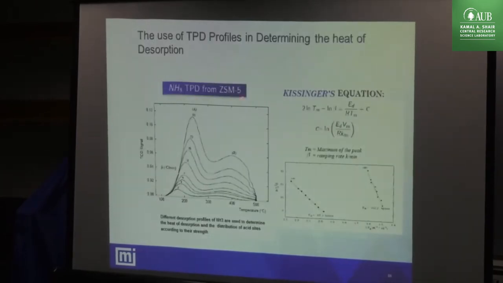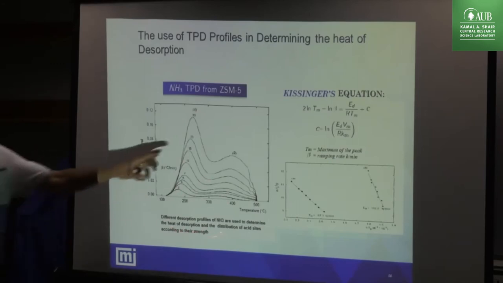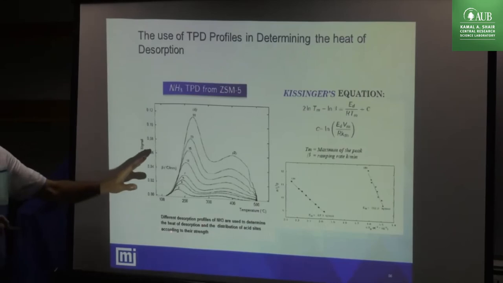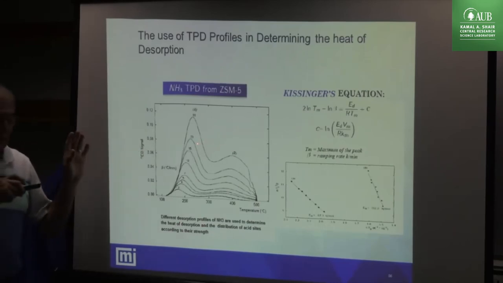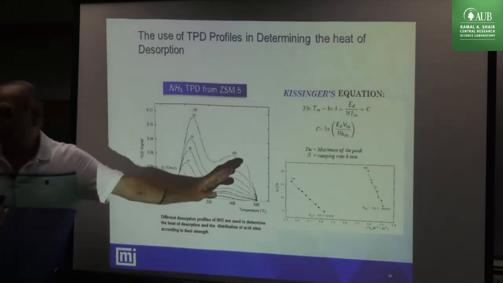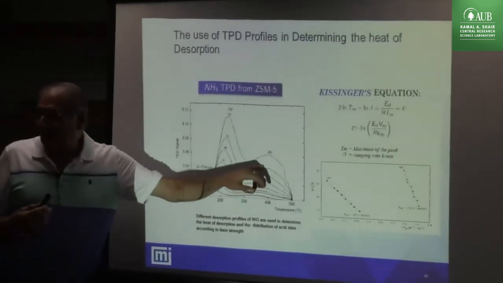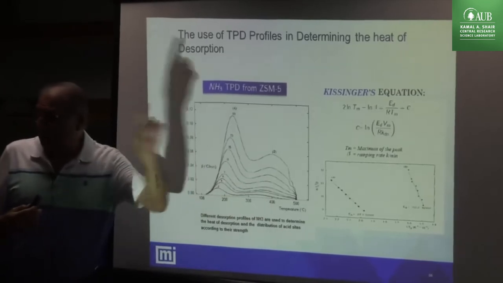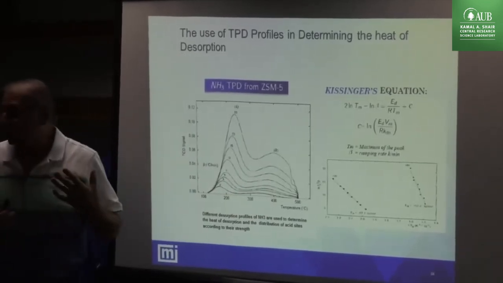For acidity, take ZSM5, this is a zeolite. We saturate the sample with ammonia and we do desorption. You have two peaks. Remember, in the acid sites, you can have Brønsted acid sites and Lewis acid sites. In this case, you cannot differentiate between them. You have to go to infrared to do it. But in this case, I don't care. I have weak and strong. I can quantify the amount of ammonia, one ammonia to one acid site, so I can tell how many acid sites you have.